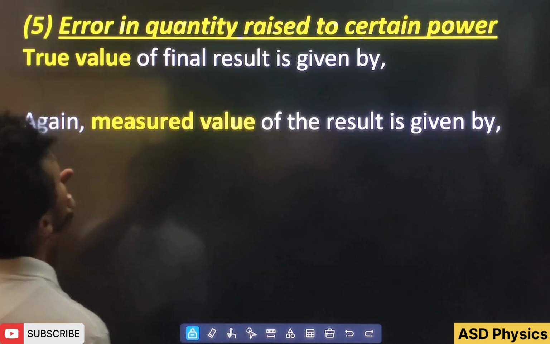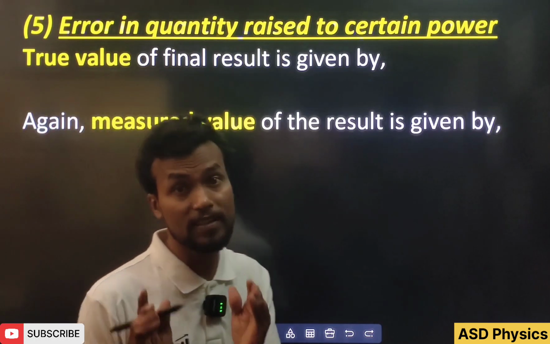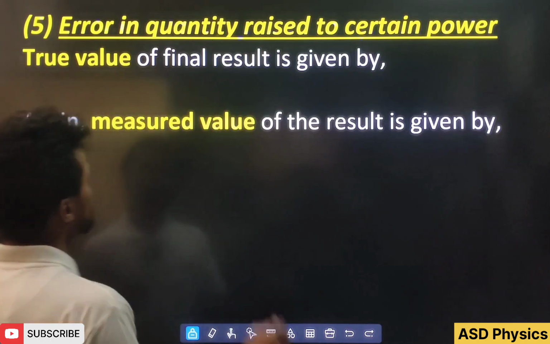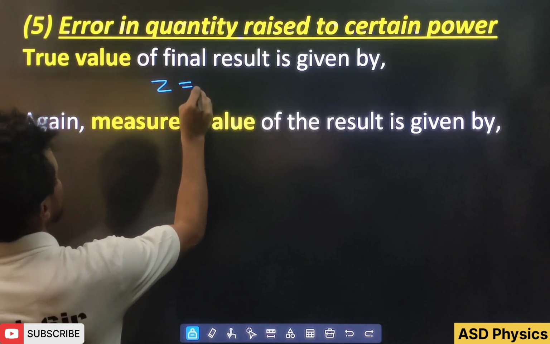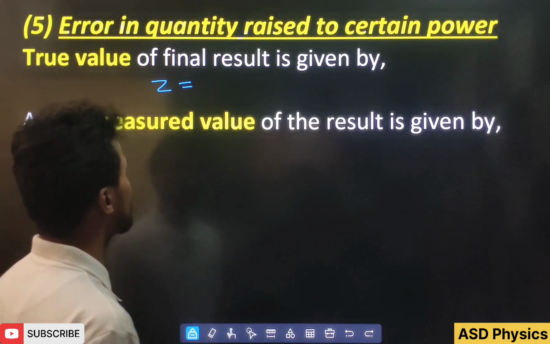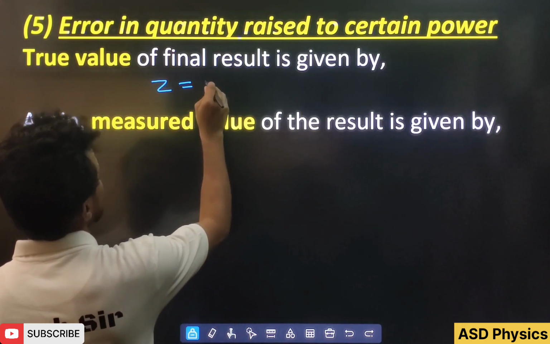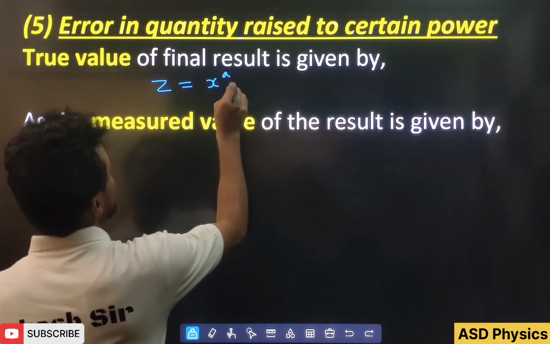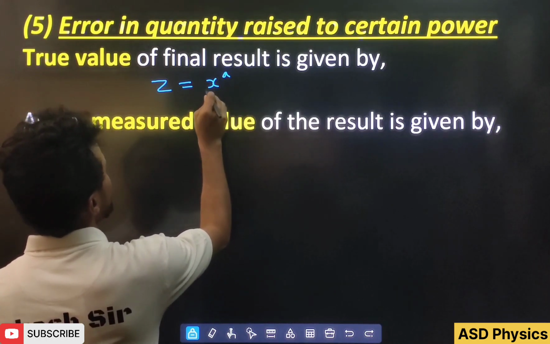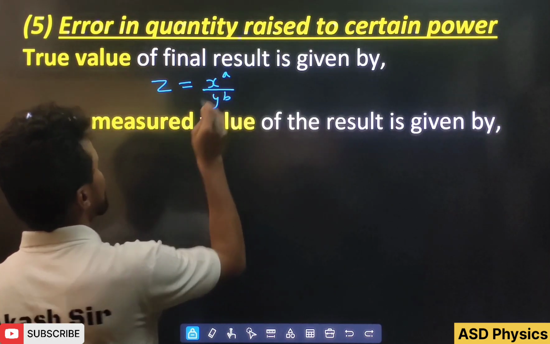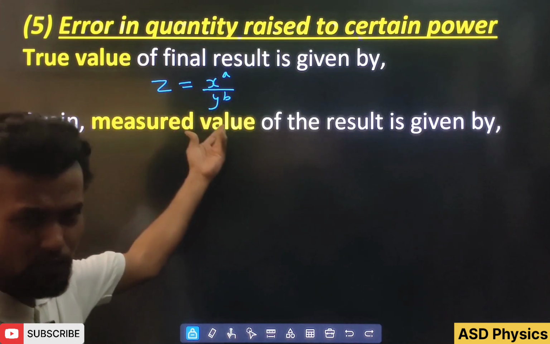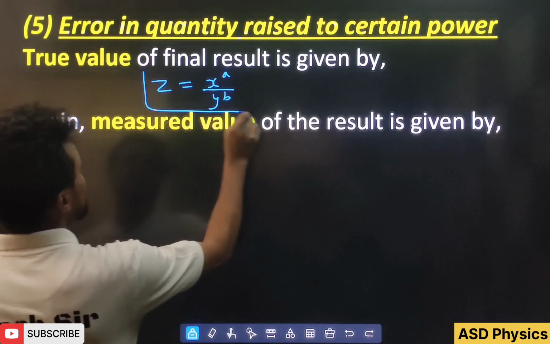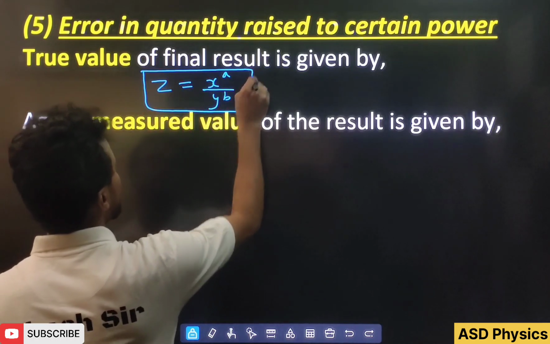So kindly see here, error in a quantity raised to a certain power. The true value of the final result is given by, here I am going to take multiple quantities, not only x and y. Let's take for example z equal to x to the power a, and for example y to the power b also. Just for the example, we are writing two.